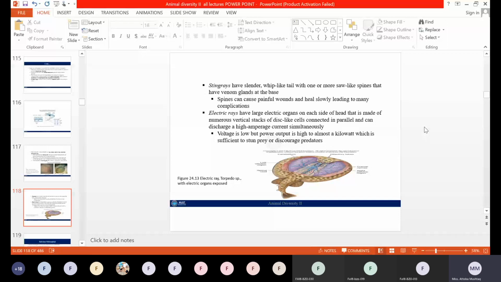Like when any predator comes, these electric rays produce this current, because of which they can easily stun the prey or discourage predators so they can defend themselves, right? So this was all about the subclass Elasmobranchii.